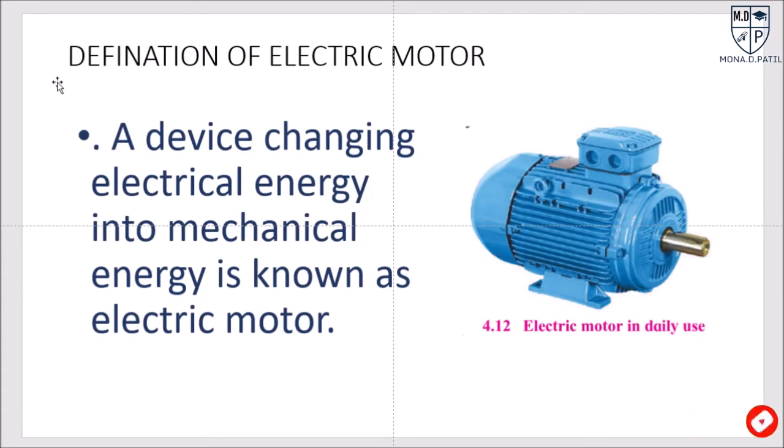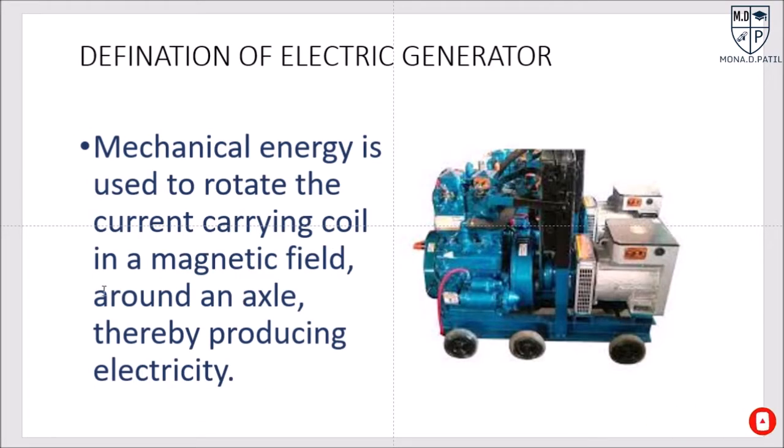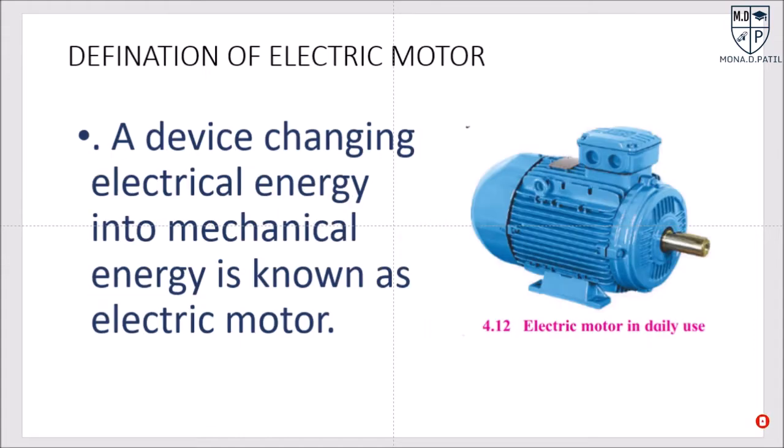Okay. So here is the definition of electric motor: a device changing electrical energy into mechanical energy is known as an electric motor. Simultaneously, we will see the electric generator. Mechanical energy is used to rotate the current carrying coil in a magnetic field around an axle, thereby producing electricity. So here mechanical form of energy changes into electricity, and in the motor, electrical energy changes into mechanical energy.